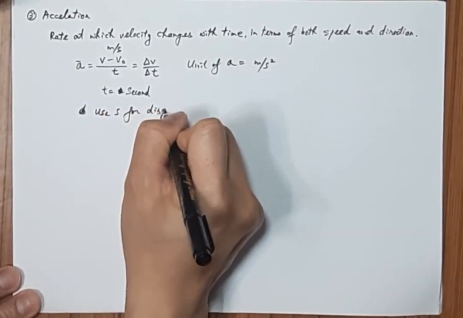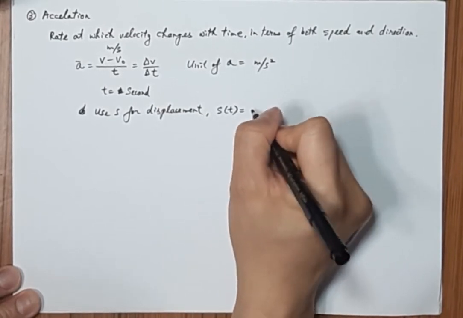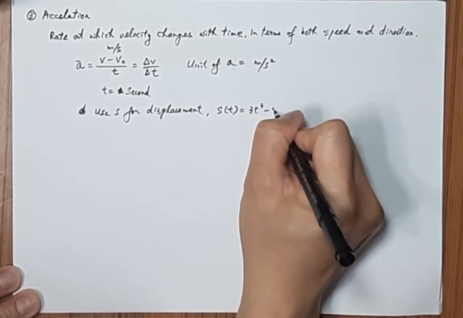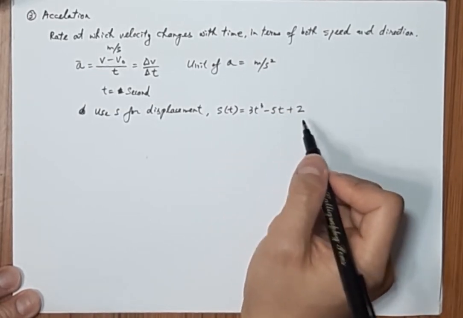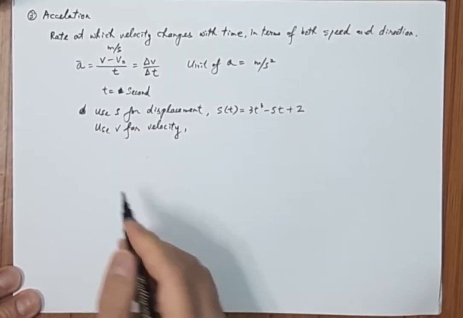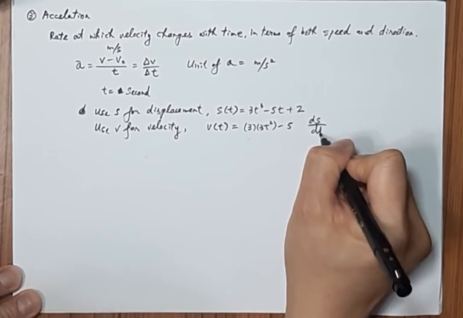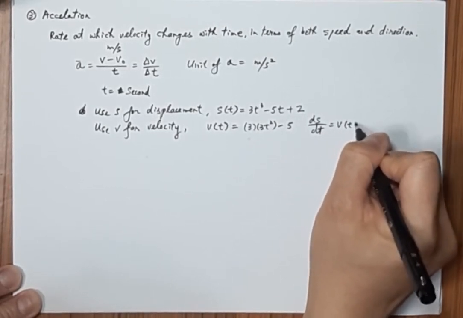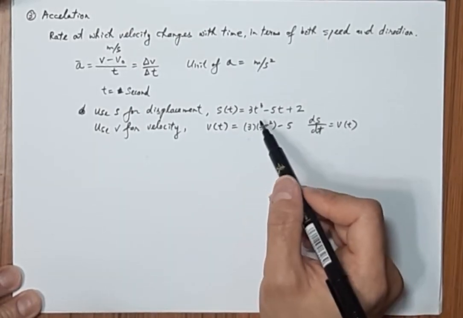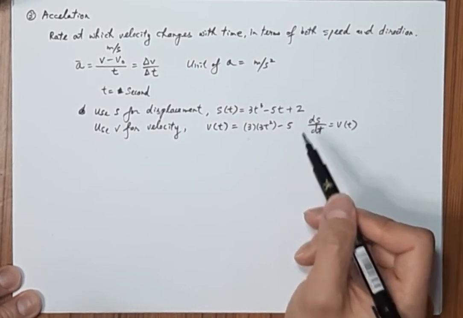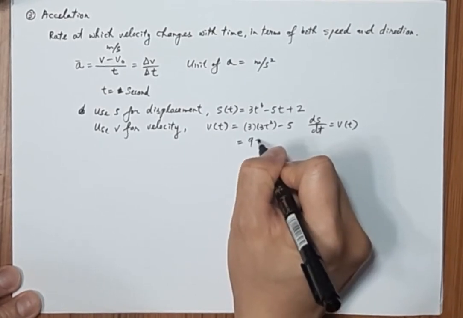We use s for displacement, and s always depends on the time, so s is a function of t. For example, we have 3t cubed minus 5t plus 2 equal to the displacement. We use v for velocity, and the velocity is also a function of t. If we differentiate the displacement function, we get the velocity function. So for this example, if we differentiate s(t) equal to 3t cubed minus 5t plus 2, we have 3 times 3t squared minus 5, equal to 9t squared minus 5.